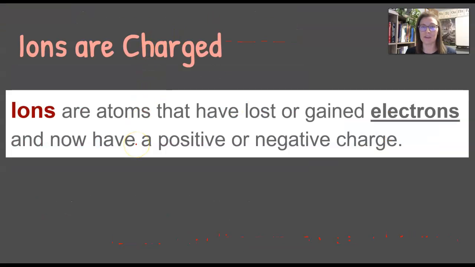If an atom isn't neutral anymore, it becomes something called an ion. All right, so an ion is an atom that has lost or gained electrons. And now, because it doesn't have the same number of electrons and protons, it has either a positive or a negative charge.